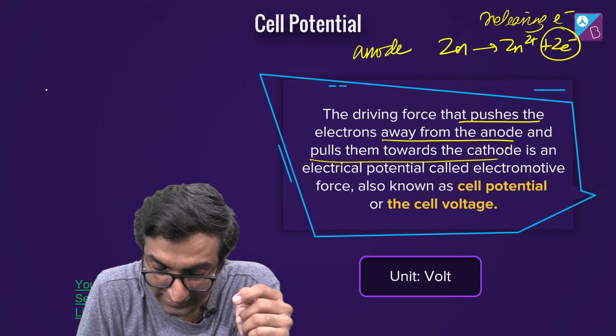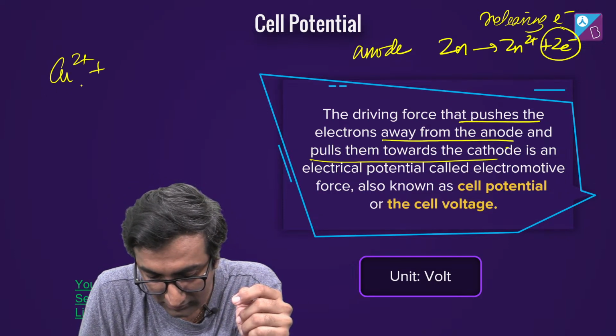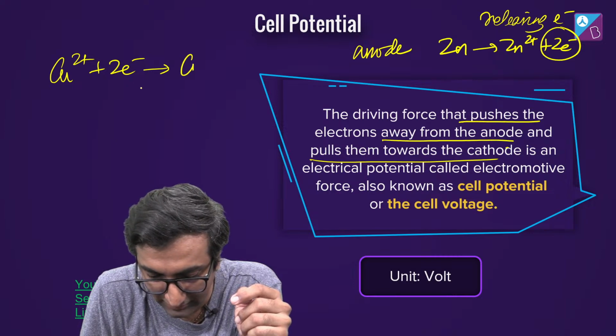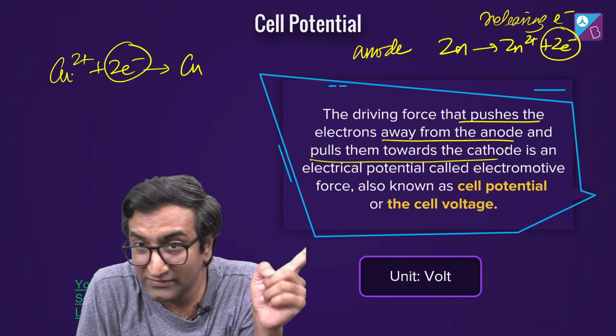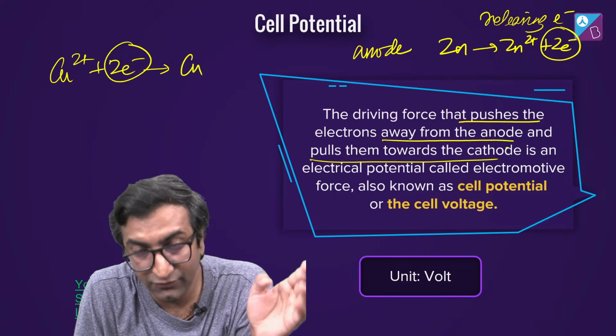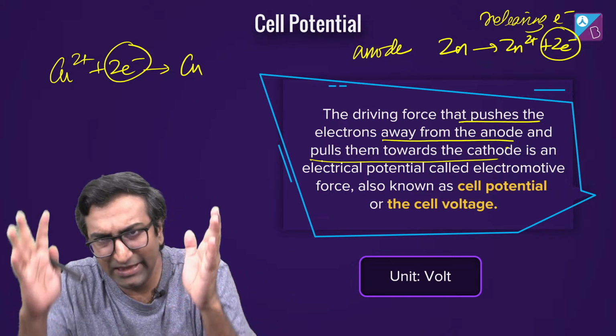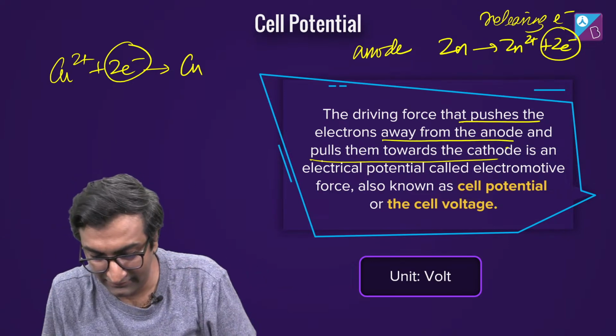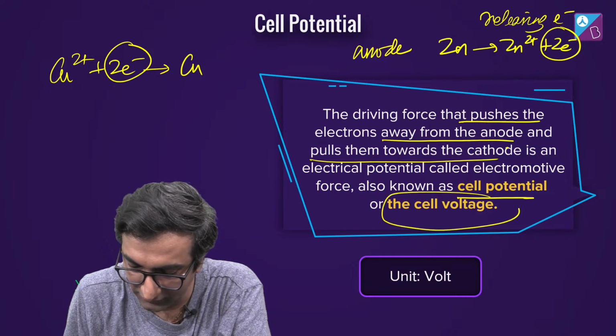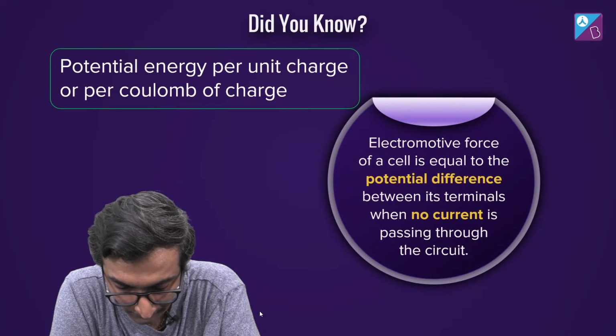Why will it pull towards the cathode? Because at the cathode reduction is happening, and this wants the electrons. Copper wants electrons for the reaction to move forward, so it will pull them toward itself. And this want or tendency we call cell potential, and we give it the unit voltage. All right, sweet.